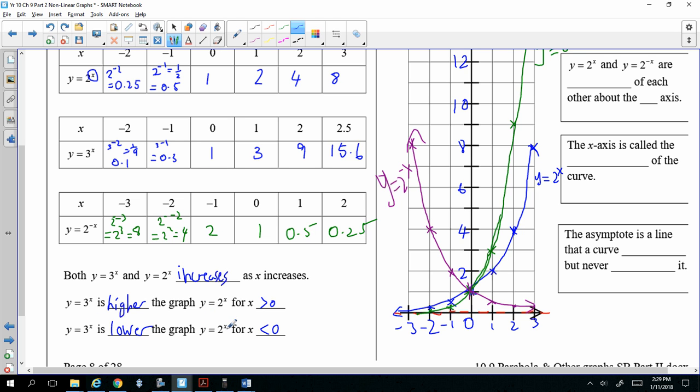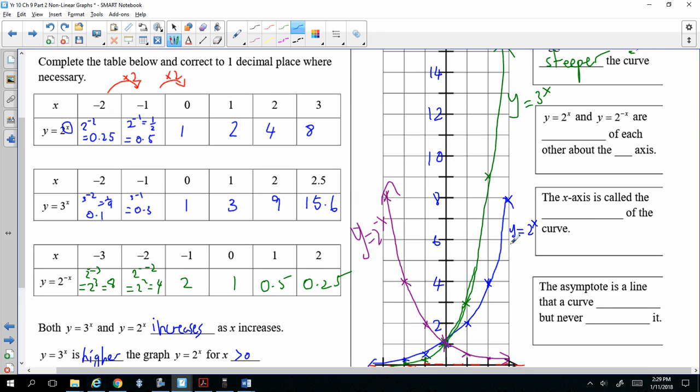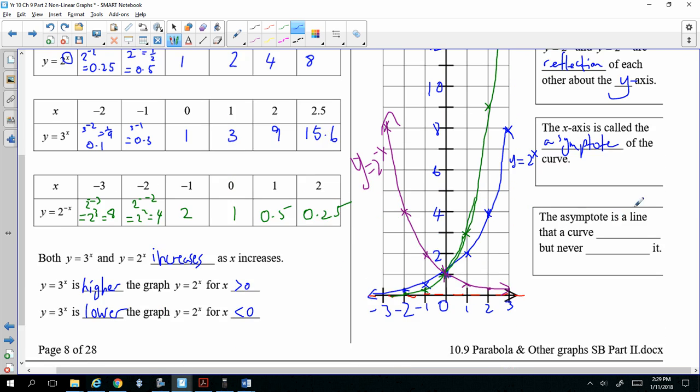Alright, so let's fill in more information. If we compare these two graphs, they are reflections of each other about the y-axis. Whenever you change x to negative x, it reflects about the y-axis. The x-axis is also called the asymptote of the curve. That's how you spell asymptote. The asymptote is a line that a curve approaches but never touches. So it's approaching 0, getting smaller and smaller, but never touches.